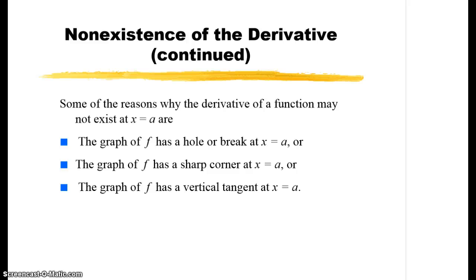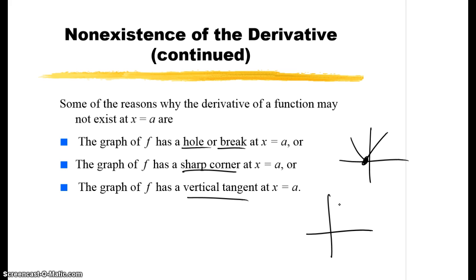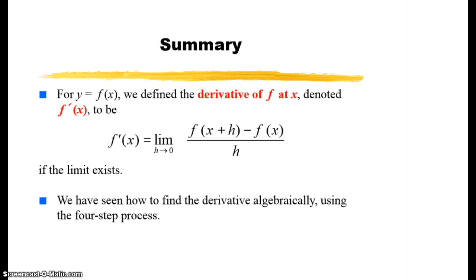Okay, so when does that happen visually? When your function has a hole or a break at that point. If it has a sharp corner, like absolute value of x, then the derivative there doesn't exist. Or if it has a vertical tangent, here's an example of that. If you have a function that has a vertical tangent line, something like this maybe, then the derivative does not exist there. So here's a summary slide that you could take a look at as you review this section. Make sure to watch all the other videos available that I will post for this section.